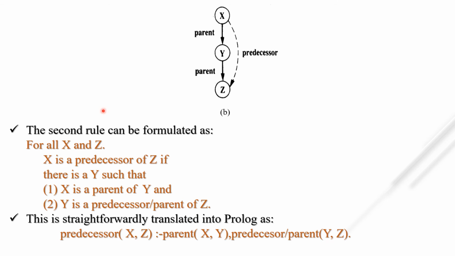The second rule can be formulated as: for all x and z, x is the predecessor of z if there is a y such that x is a parent of y and y is a predecessor or parent of z. So how can we translate it into Prolog? X is a predecessor of z if x is a parent of y and y is a parent or predecessor of z. Then and only then we can say x is a predecessor of z. So if these two rules succeed, then and only then this head, that is x is the predecessor of z, is going to succeed. Otherwise not.